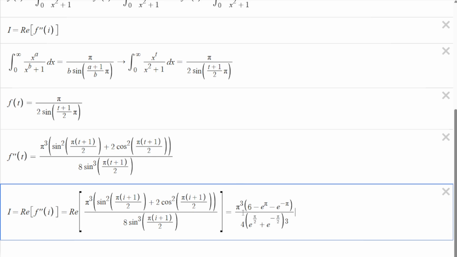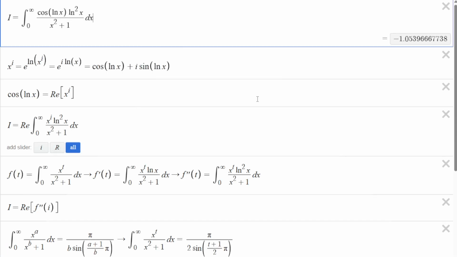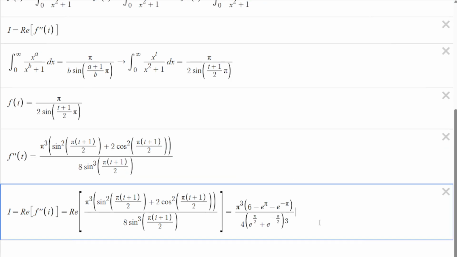Calculation's done, and this is what it turns out to be. So the real part of this expression right here is this. That is a very nasty answer. However, it is expressible in terms of elementary functions. So, messy but satisfying answer. This integral right here converges to a value that is expressible in terms of pi and e.